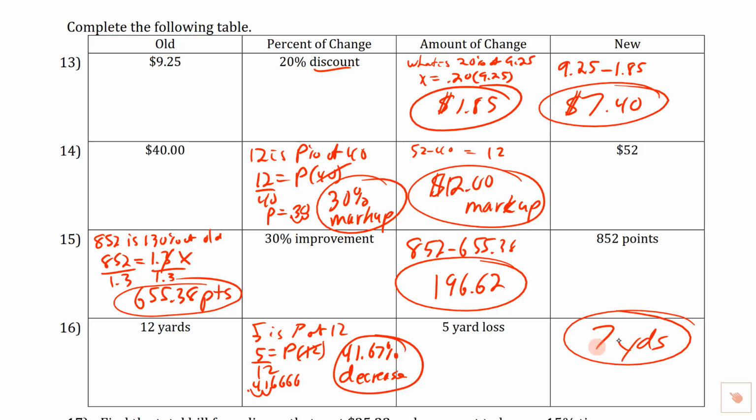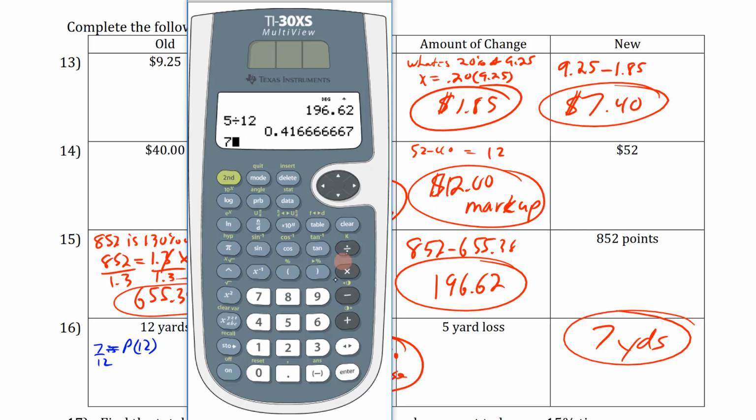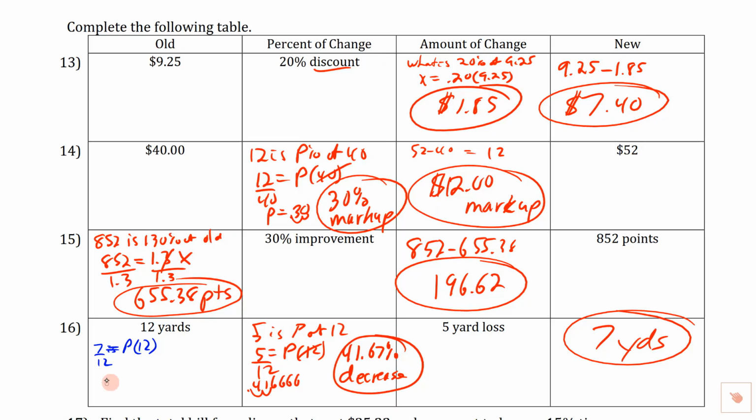The new one is 7. It's some percent of the old one. So I'm going to change colors here. And if you wanted to figure it out this way, you could. So we could do 7 is some percent of 12. So there's an equal sign right there. We're going to divide by 12. So we end up with 7 divided by 12. Hit enter, we get 58.333, so we're going to leave it that way.